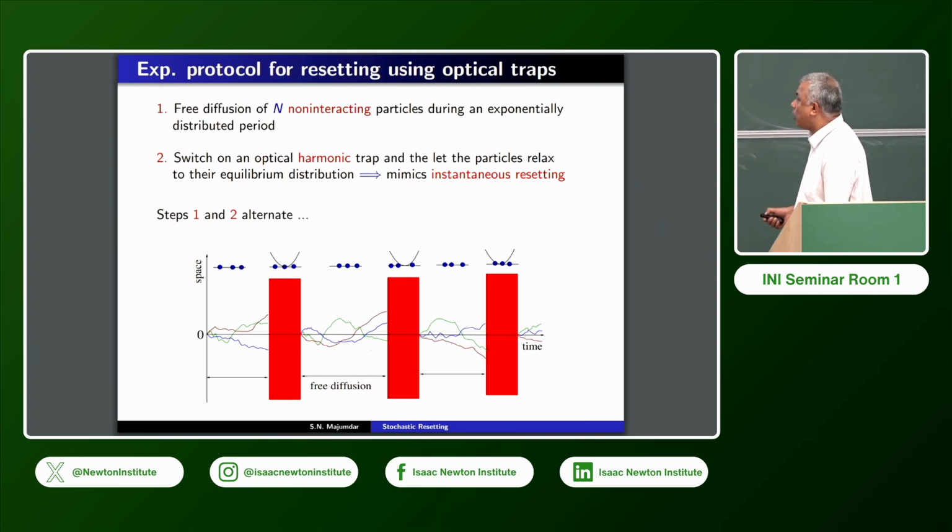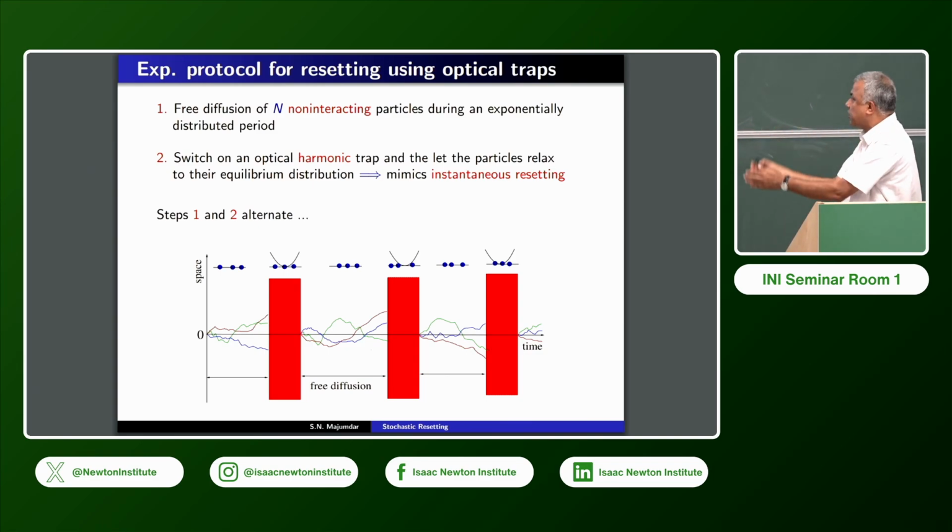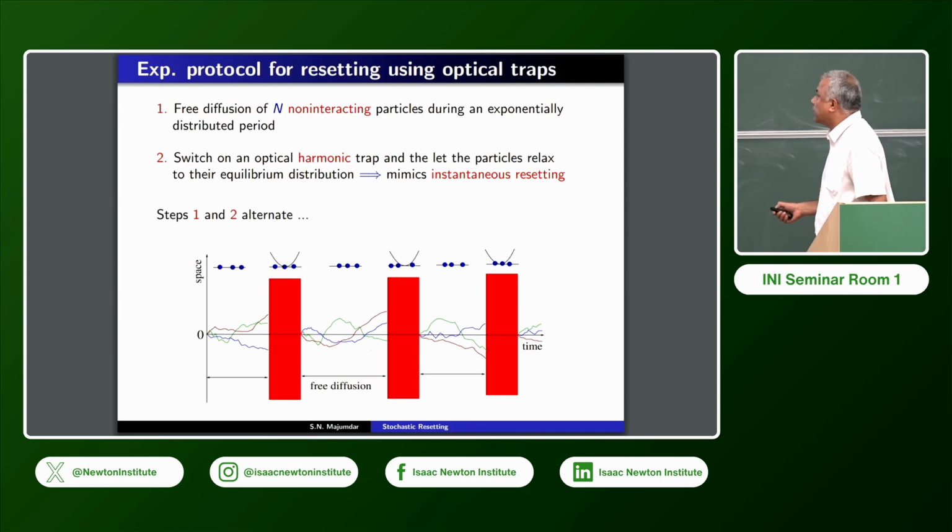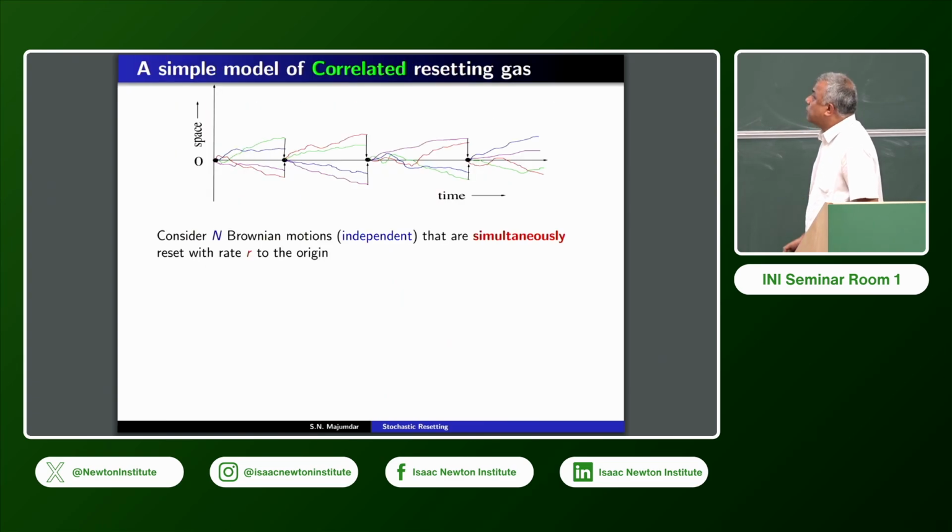And then you evolve them up to a random time tau, and then you switch on the optical trap and let them relax, which mimics this instantaneous resetting. I'm taking sigma to be 0. That means I'm resetting them all to one point, and then again switch off the trap, and then evolve, and switch on the trap, and so on. Okay? So in terms of the model, this is a very, very simple model.